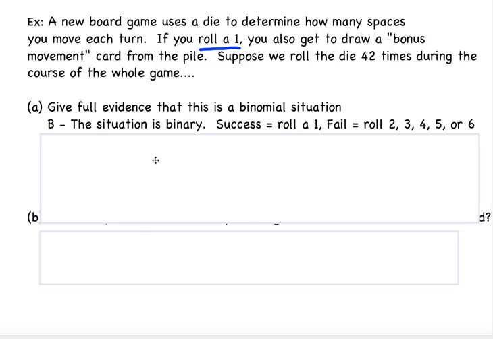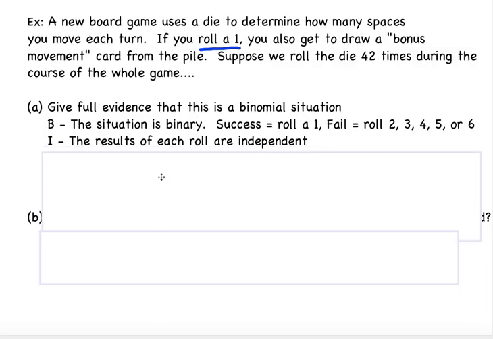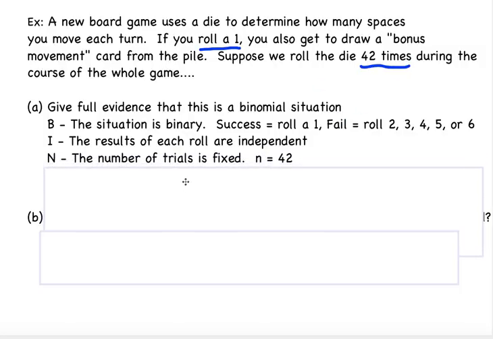The next thing we need to check for is I, if they are independent. Is each roll of a die independent? Does it matter what happens on the first roll? Is that going to impact what happens on the second roll? No, so they are independent. Then we have to check N. Do we have a set number of trials? Are we rolling this die a set number of times? Yes, we're rolling 42 times.